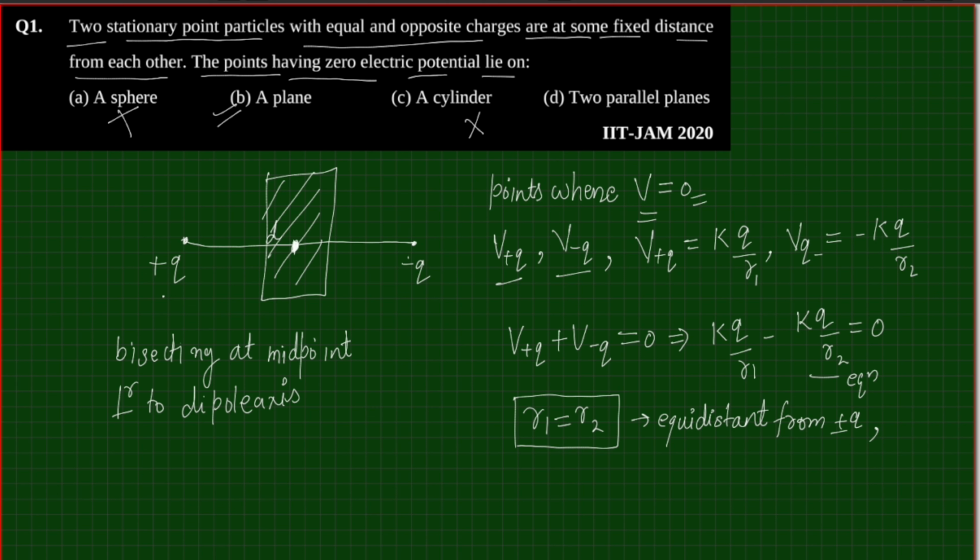So if I assume any point on this plane, that will be equidistant from both of the charges, this r1 and r2 always equal. So every point I assume on this plane will satisfy this condition. So B is the correct option for this question.